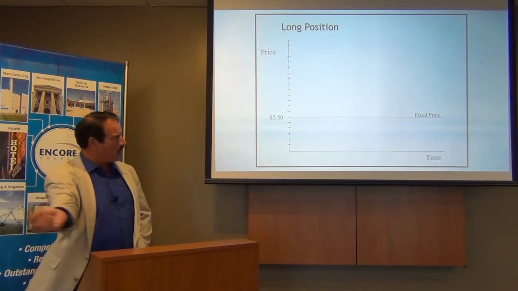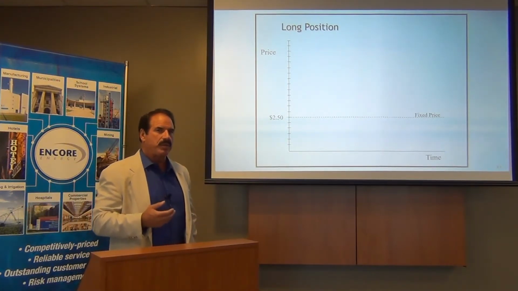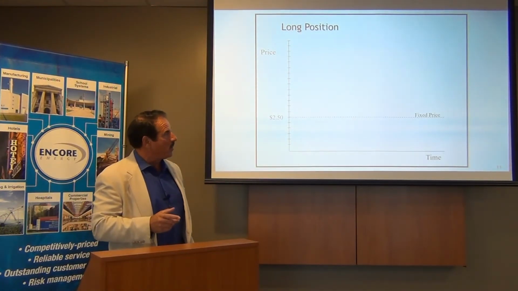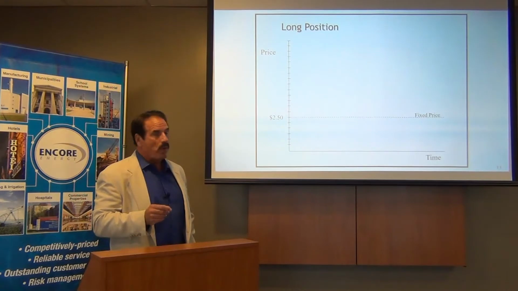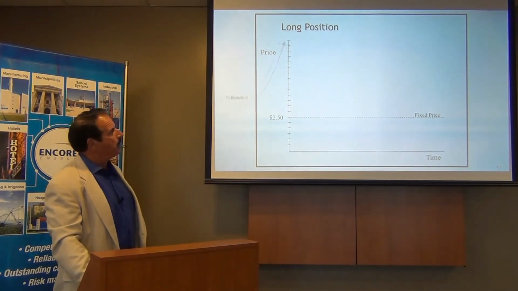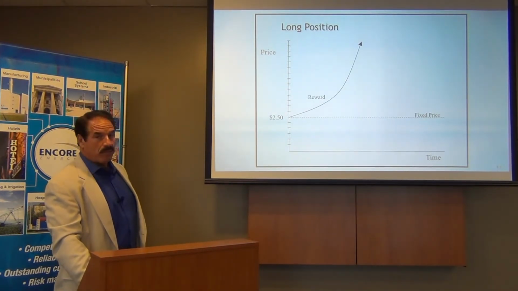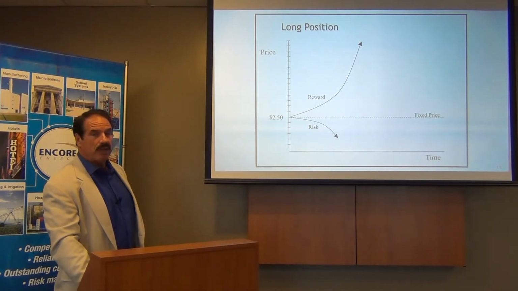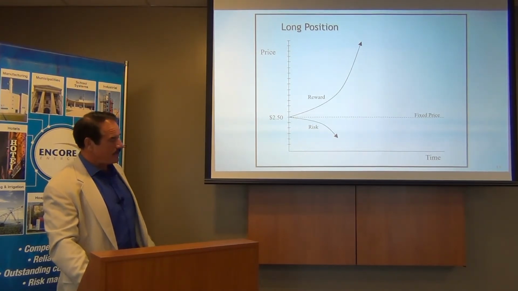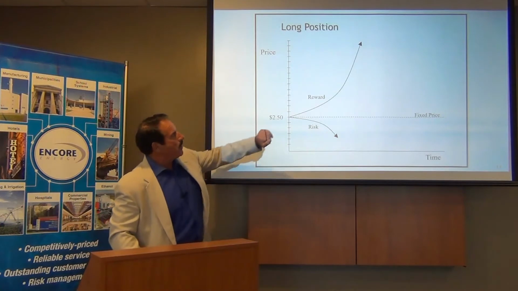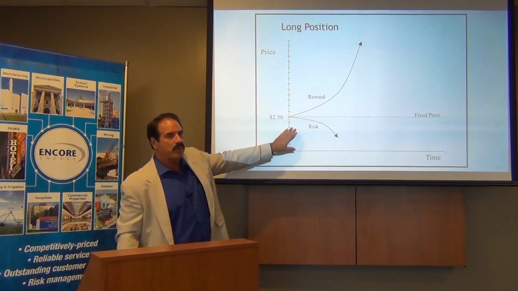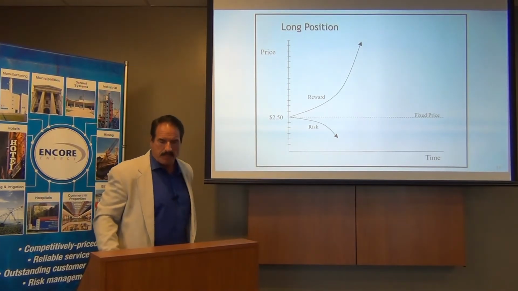Now let's take a look at a long position. Remember I said that a long position, albeit a 100% risk position, now we're long to the market, is a position whereby we benefit from a rising market. So if we fix a price or buy the forward market at $2.50, our reward is that the market rises. Our risk is that the market goes down. Very easy to see at this price level, the magnitude of our reward is far greater than our risk. We're not leaving very much on the table here if we're wrong, right?